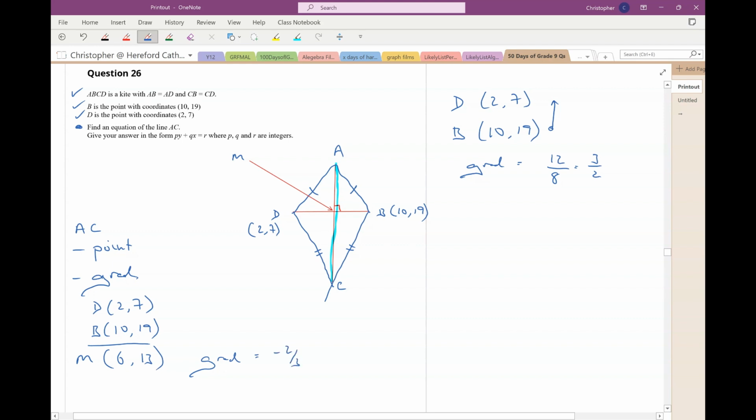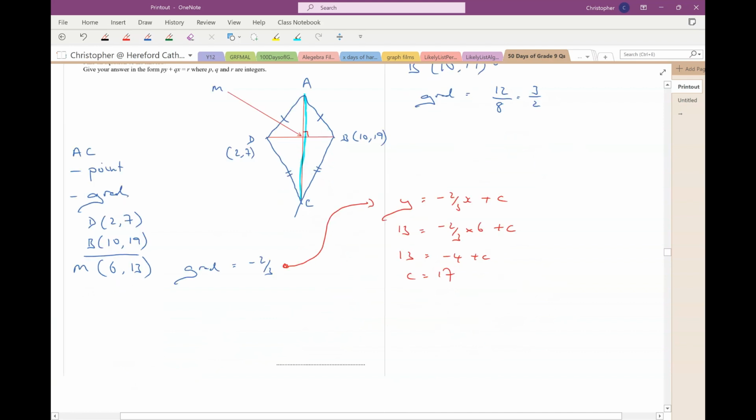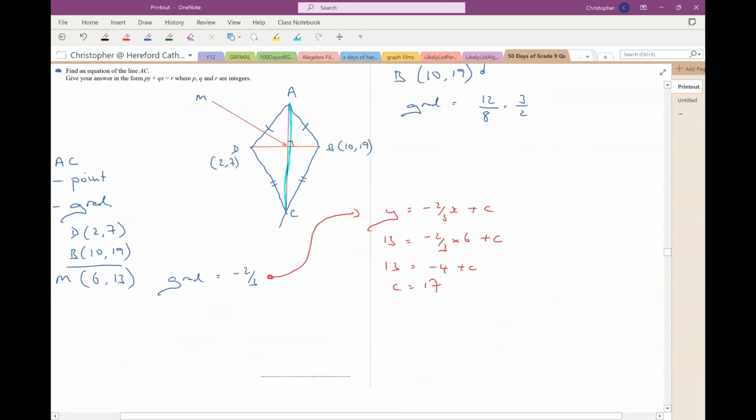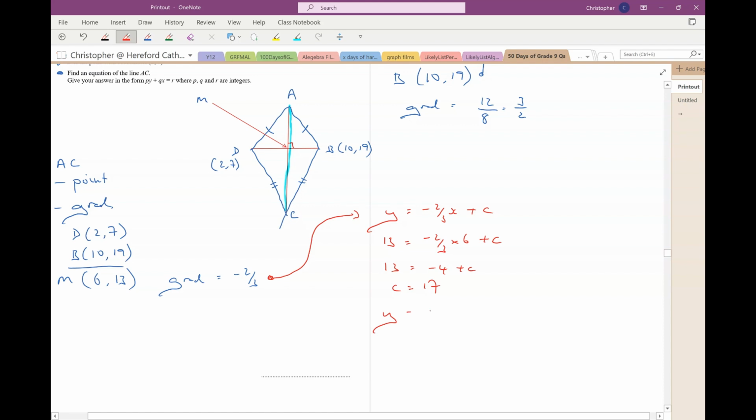So now I know a point on the line, and I know the gradient of the line, so I can go ahead and find the equation of the line AC. y equals minus 2/3 x plus c, and I know that y is 13 when x is 6. 13 equals minus 4 plus c, so c equals 17. So the equation of the line AC is y equals minus 2/3 x plus 17.